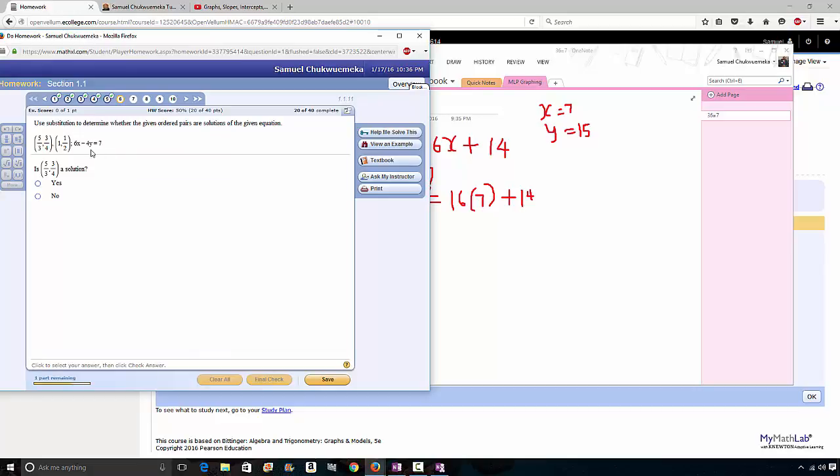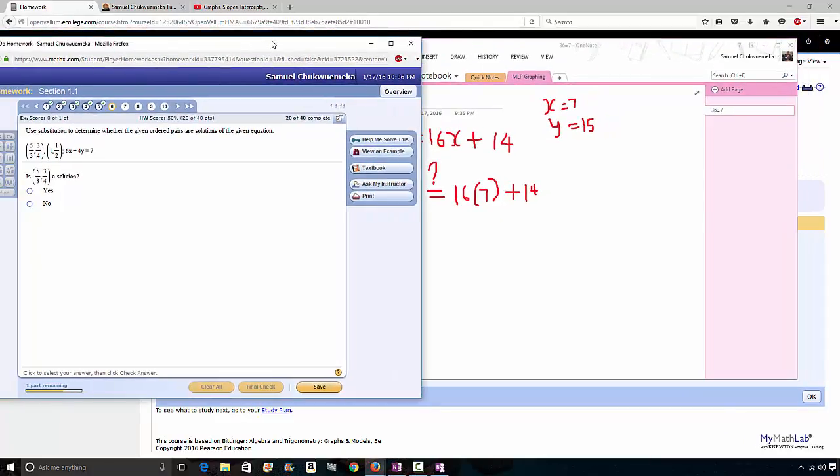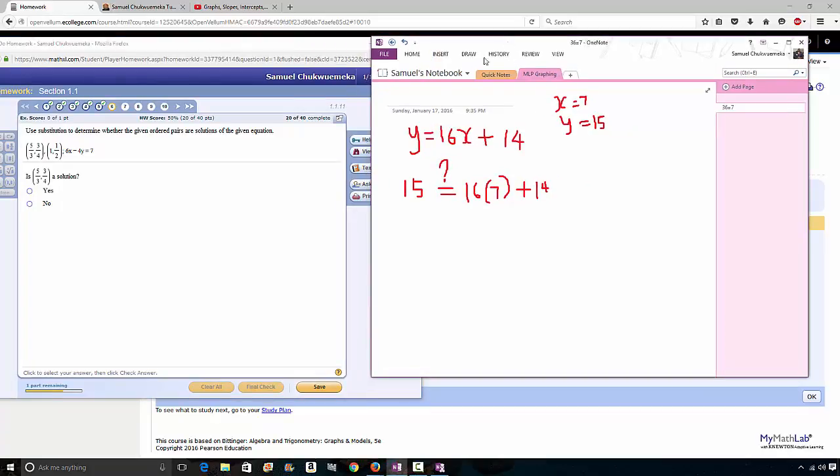Now, for this one, we still apply the same thing. In this case, we have 6x minus 4y to be 7. Is it equal to 7? This is like asking a question. Our x is 5 over 3. So 6 times 5 over 3.